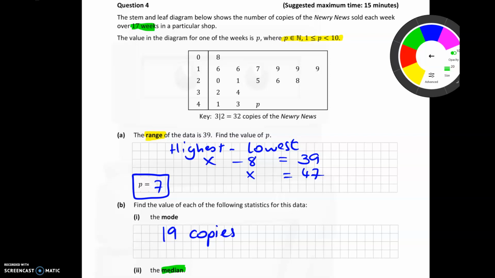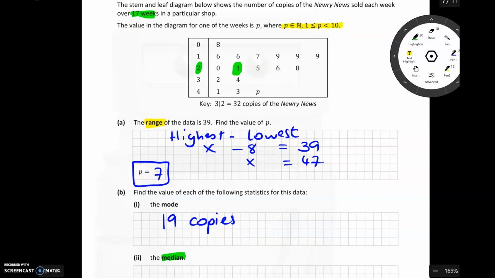So what you do is you just count up: 1, 2, 3, 4, 5, 6, 7, 8, 9. So this one here is the median. And one way to check if your median is correct is to count how many numbers are either side of it. So there's 8 lower than 21, because remember, don't forget the stem, and there's 8 numbers higher than 21. So the median is 21 copies.